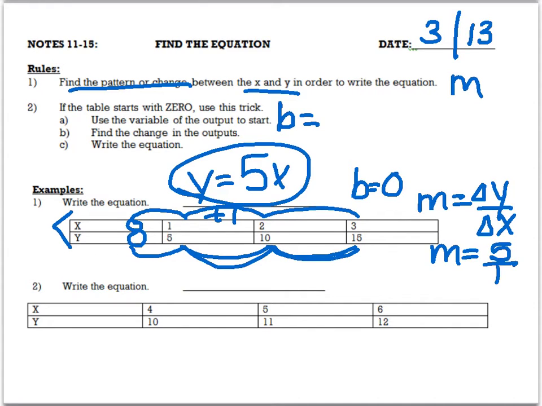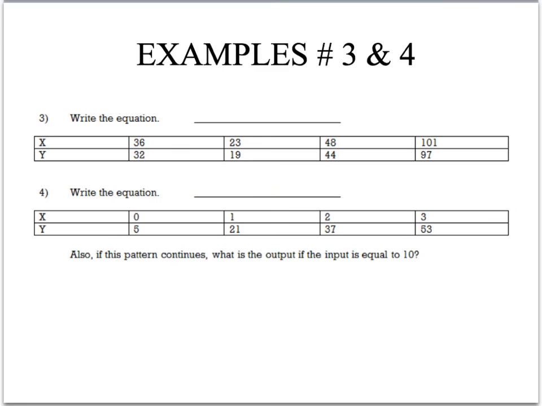Number 2, same kind of thing. We're going to write the equation, and I can see that there is a pattern here: from 4 to 10, we're really just adding 6. From 5 to 11, adding 6. From 6 to 12, adding 6. So for every x value, all we're really doing is adding 6 to have it equal the y. So there's another way of writing the equation, a little different from number 1.